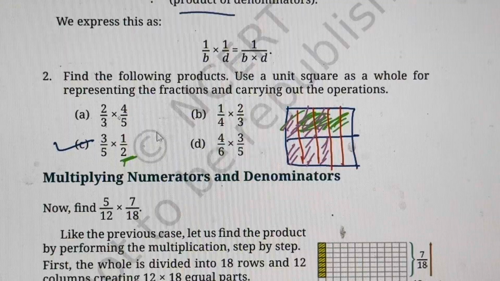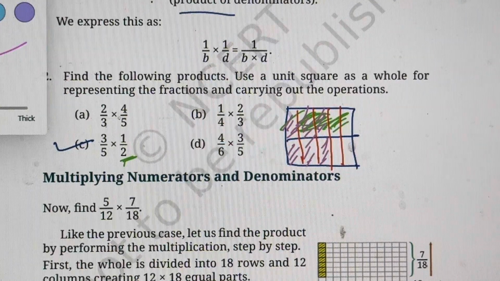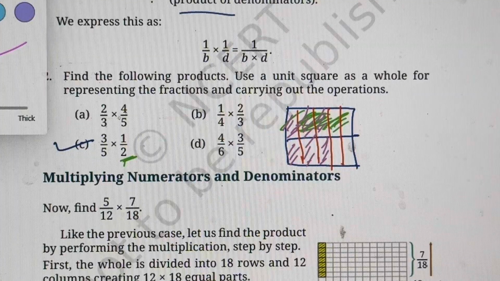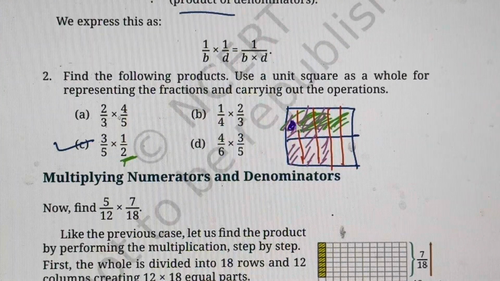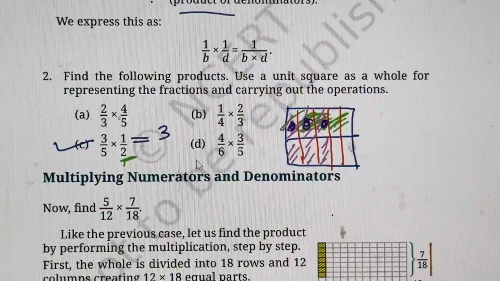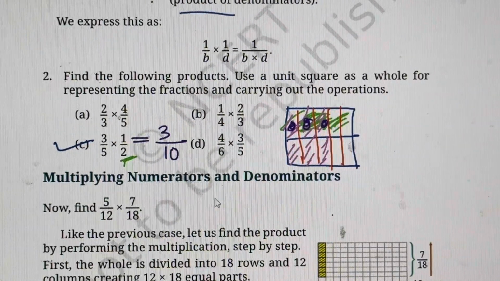Now which is the common for both of them? Let me use a darker color. So this is common. 1, 2, 3 is common. So the answer will be 3 upon, total 10 parts are there. So 3 upon 10 is the final answer.